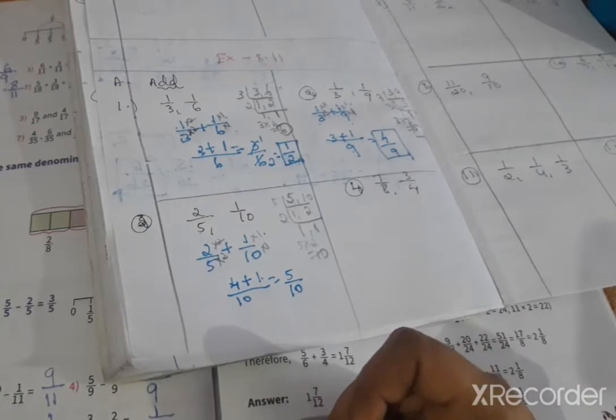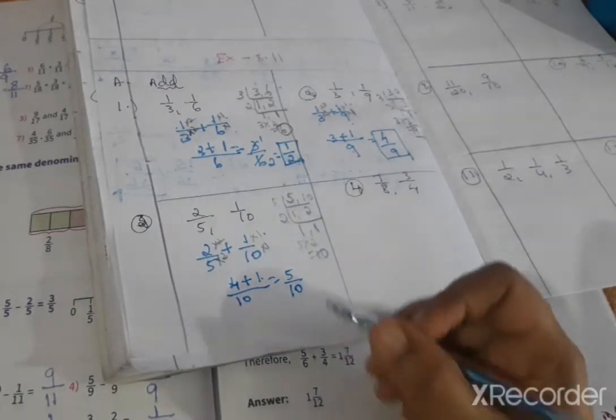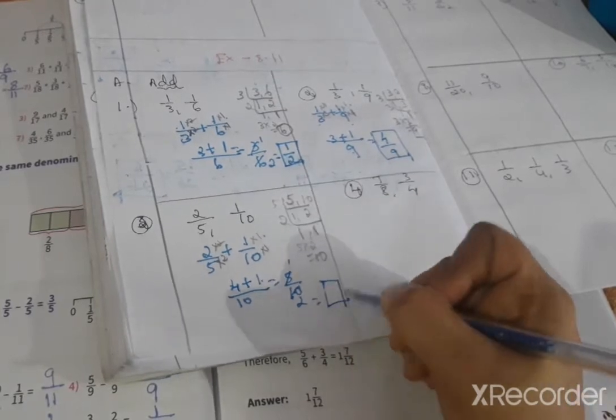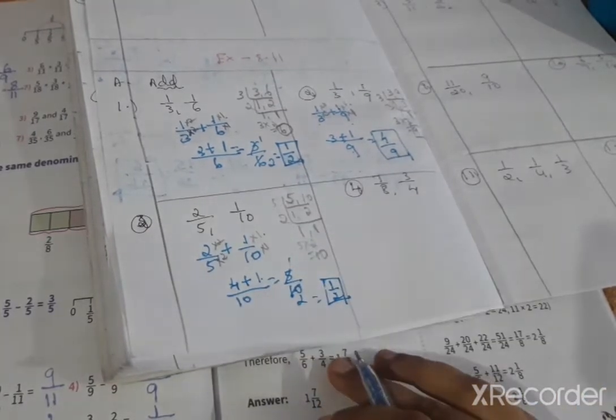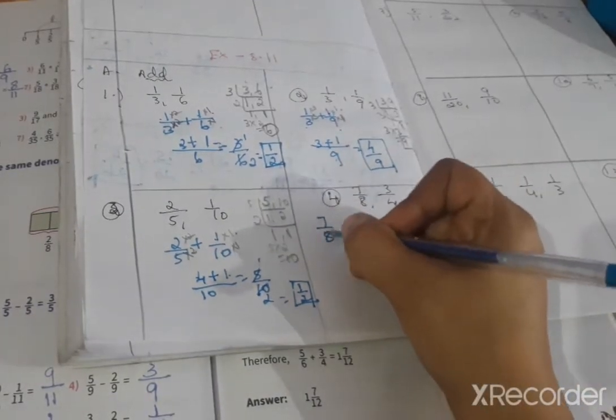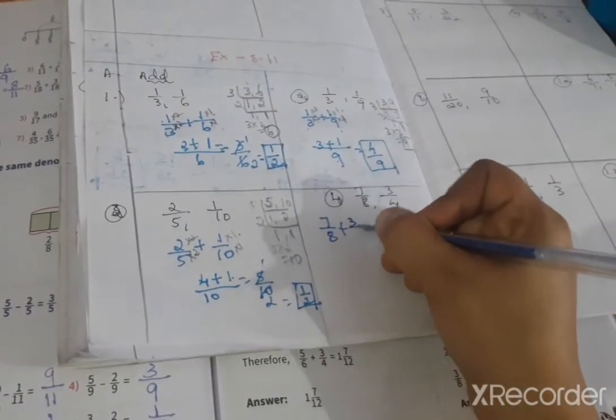5 by 10, again we can reduce the value. 5 ones are 5, 5 twos are 10. So the answer is 1 by 2. Next here, 7 by 8 plus 3 by 4.